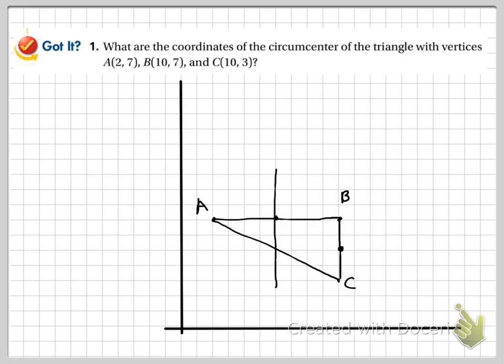So here's one. That's perpendicular, and it goes on forever, right? And here's another. It's perpendicular. So the circumcenter of this triangle is located right there, and those coordinates are 6, 5. So I drew in the perpendicular bisectors and I found out where they met up.